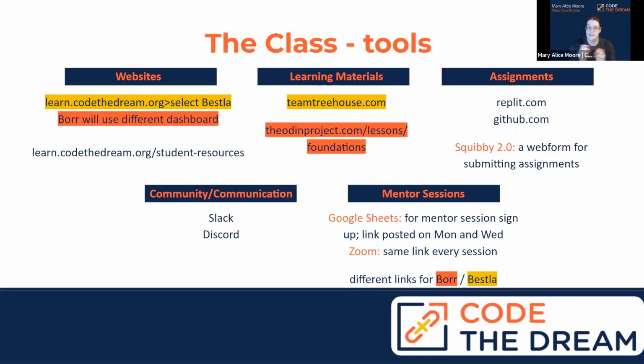Every week, you'll want to submit a link to your assignment, whether it's Replit or GitHub. Again, Replit will be the first 5 weeks, and GitHub is from week 6 on. And so you'll just send us a link to your work on the Squibby 2.0 web form.